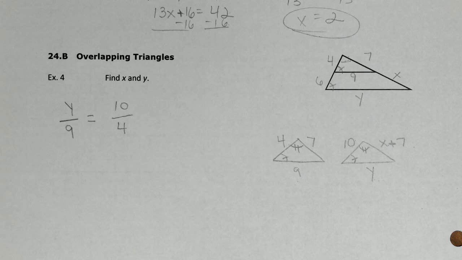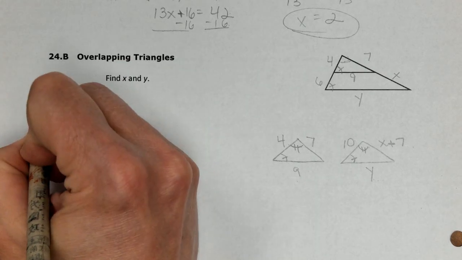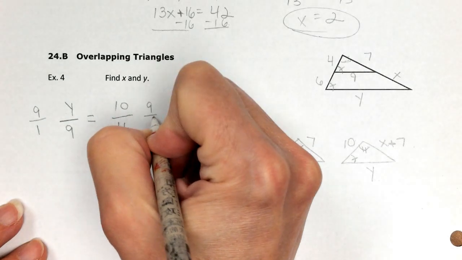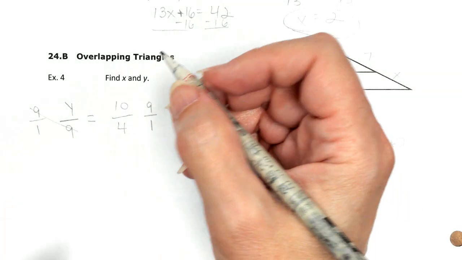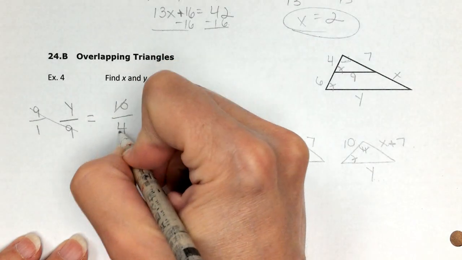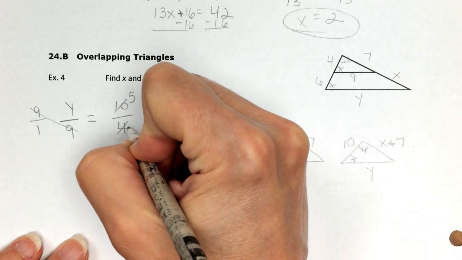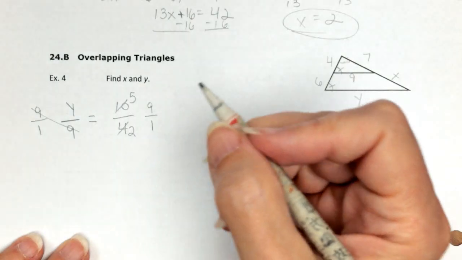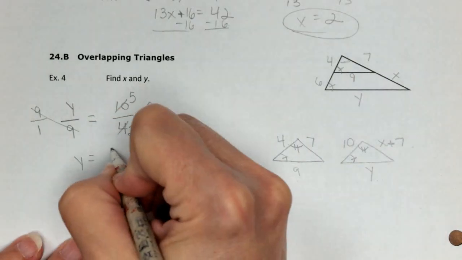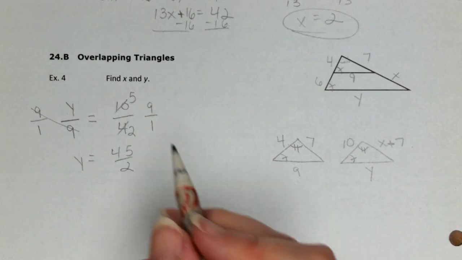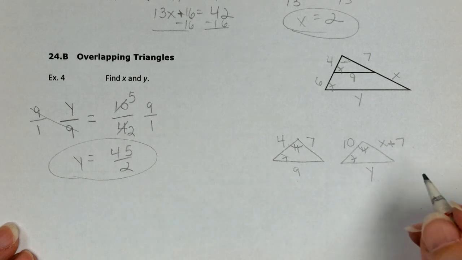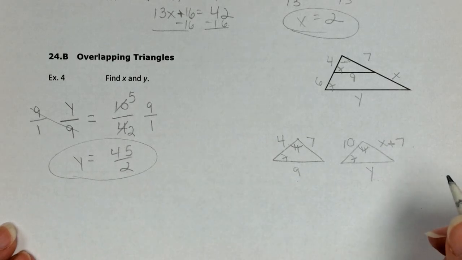Now I either cross multiply or just multiply both sides by 9. You get the same result either way. Okay, this way might take a little less space. Now I'll go ahead and reduce that. 10 and 4 are both even, so 5 and 2. Looks like y equals 45 halves. Okay, so that's one of the things I was supposed to find. And then we need to find x as well.